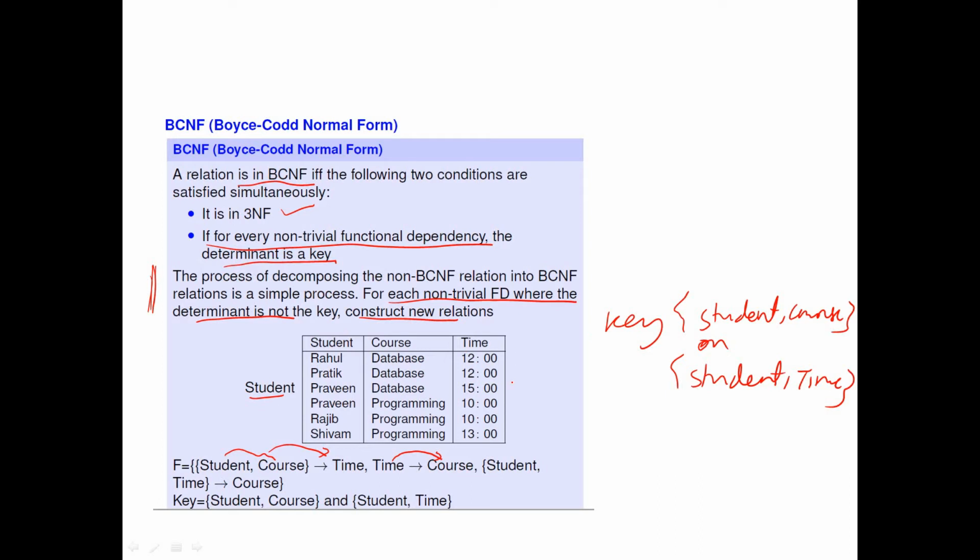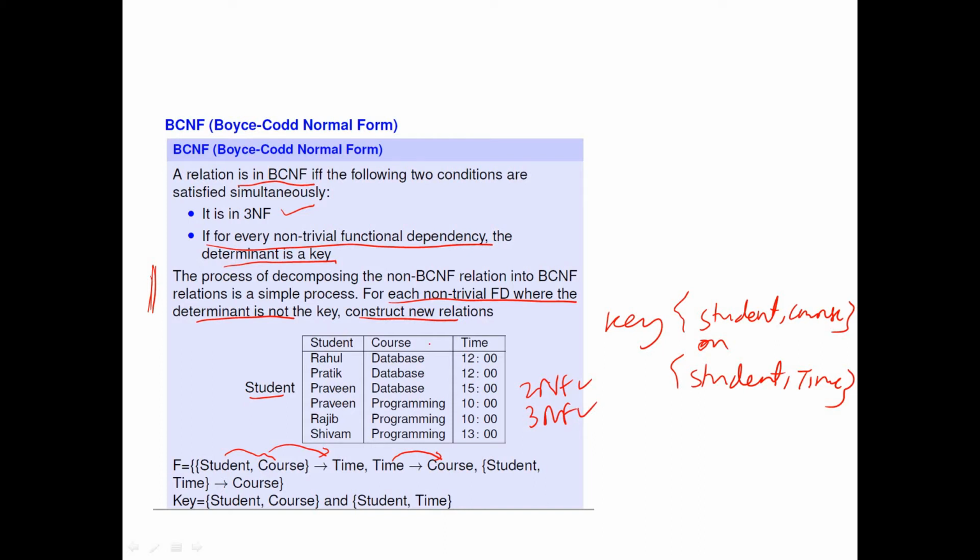Your 2NF and 3NF deal with the non-key: whether it depends on the key partially, or whether the non-key depends on the key transitively. Since a non-key attribute is not there, this table is present in 2NF and also in 3NF.